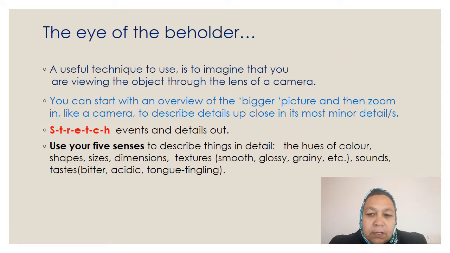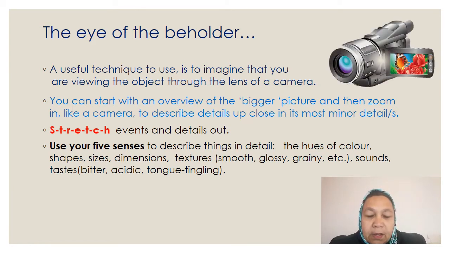A useful technique to use when you have to describe something is to imagine that you are viewing the object through the lens of a camera. So you can start with an overview of the bigger picture, and then you zoom in, similar to what a camera does, and you describe details up close in their most minor details.